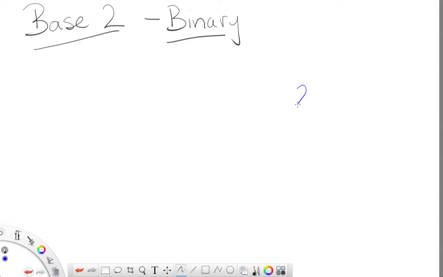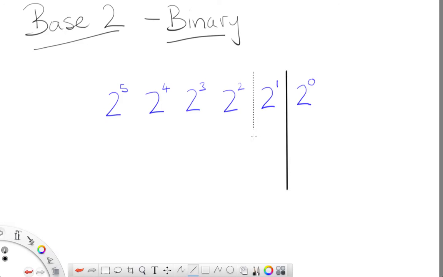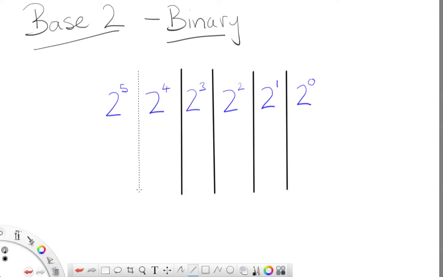Well, every column is a power of 2. So if I write my column headings out, do a few of them, I start at 0 and I count up for the powers. 0, 1, 2, 3, 4, 5. So here, these are going to be my column headings, all powers of 2. So let me stick the columns in just to make things a bit more organised, not necessarily neat, 'cause I'm not doing a great job of that.